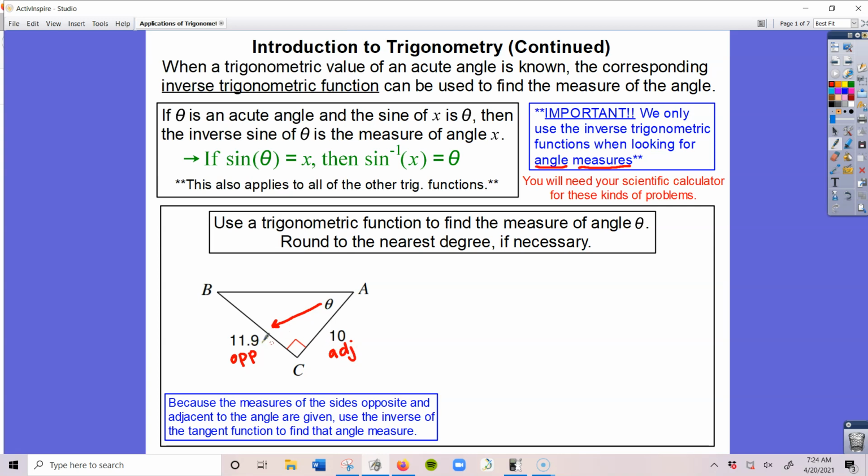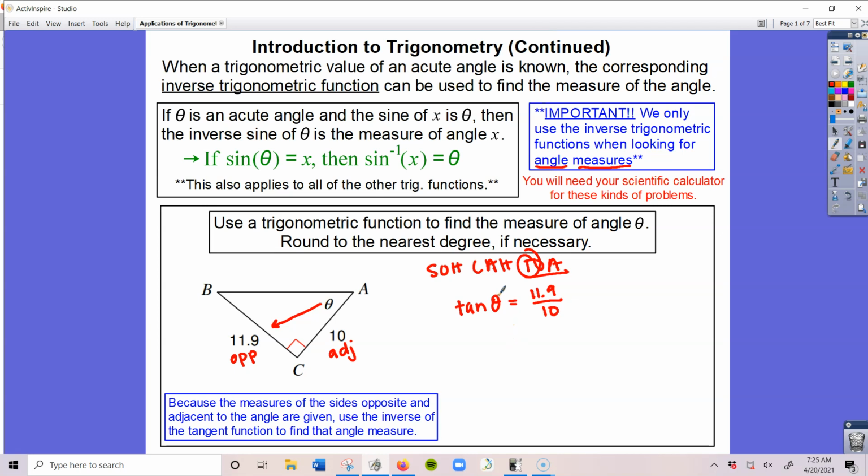Then you have to think of what trigonometric function uses the opposite and adjacent side. So you can always write your SOHCAHTOA to figure that out. Opposite and adjacent, that would be tangent. So we would set up our equation like this. The tangent of theta, since your trigonometric functions are always attached to the angle, is going to equal the opposite, so 11.9, over the adjacent, which is 10.